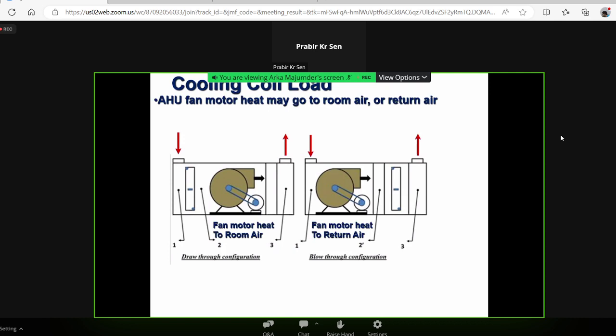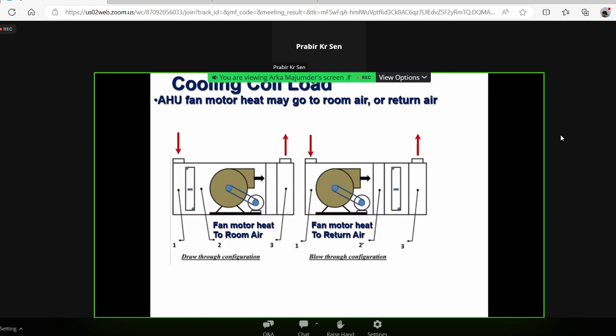The other air handling unit, you see, the return air comes and it also picks up the air handling unit fan motor heat, then it passes over the cooling coil and cold air goes inside the room. So return air itself picks up the fan motor heat before it passes over the cooling coil. So here the fan motor heat will come in the return air part of the air conditioning system. So this is called a blow-through configuration of air handling unit. Here, the fan is blowing air through the cooling coil.